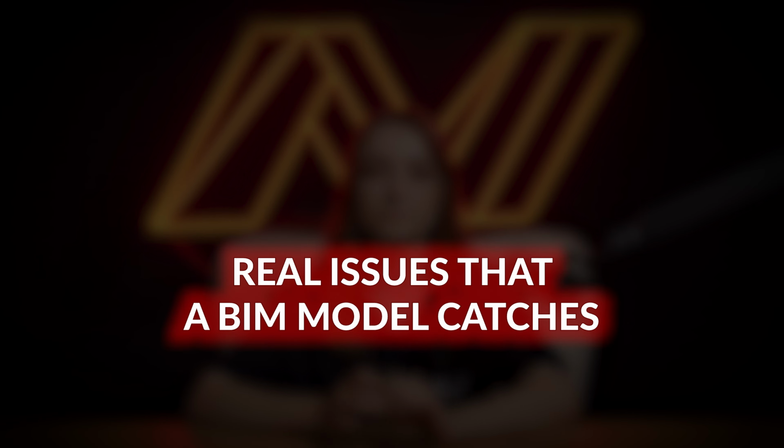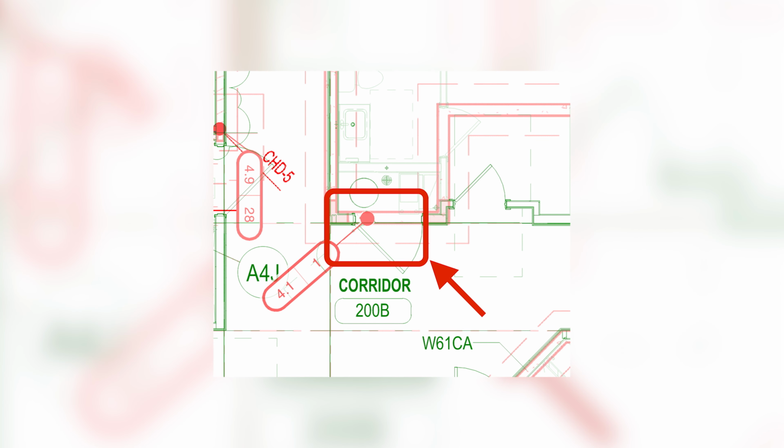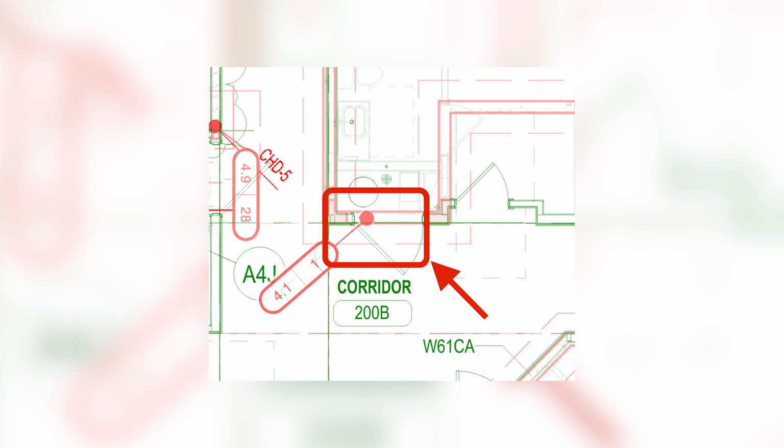Real issues that a BIM model catches. You'd be surprised how often framing issues slip through. I'm talking about jobs where everything looked buttoned up. Architectural drawings, structural plans, even elevations with callouts everywhere. But then you open the framing model and realize there is a beam with no post, a tub that doesn't fit, or a hold-down sitting right where the door is supposed to be.